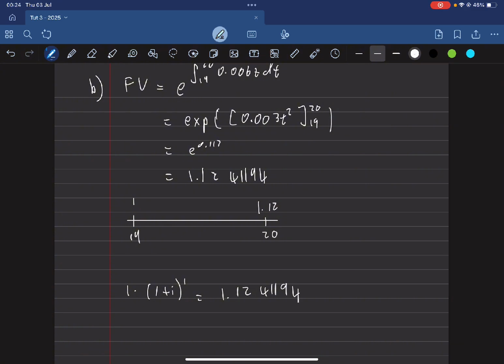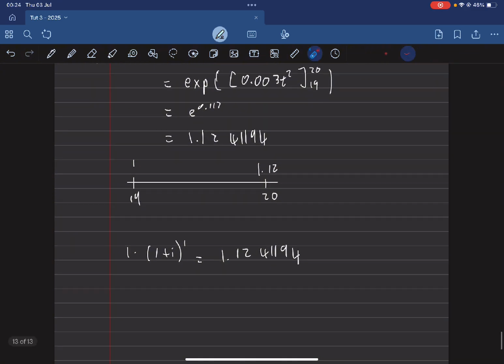1.12411194. Cool. To solve for i, it's very easy, because this is just multiplied by 1 to the power of 1, so we just minus 1 from both sides. So we get i equal to 0.1241, let's round it here, 2, which is roughly 12.41%.